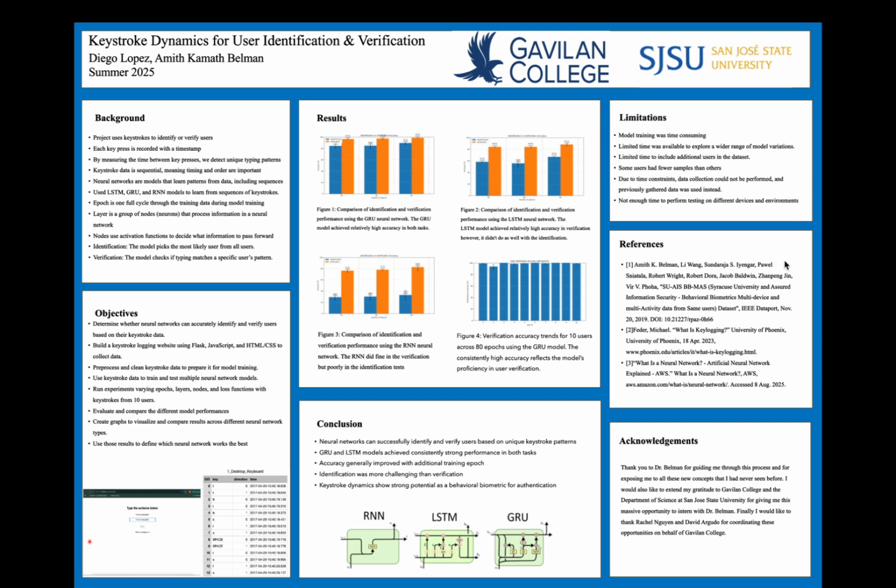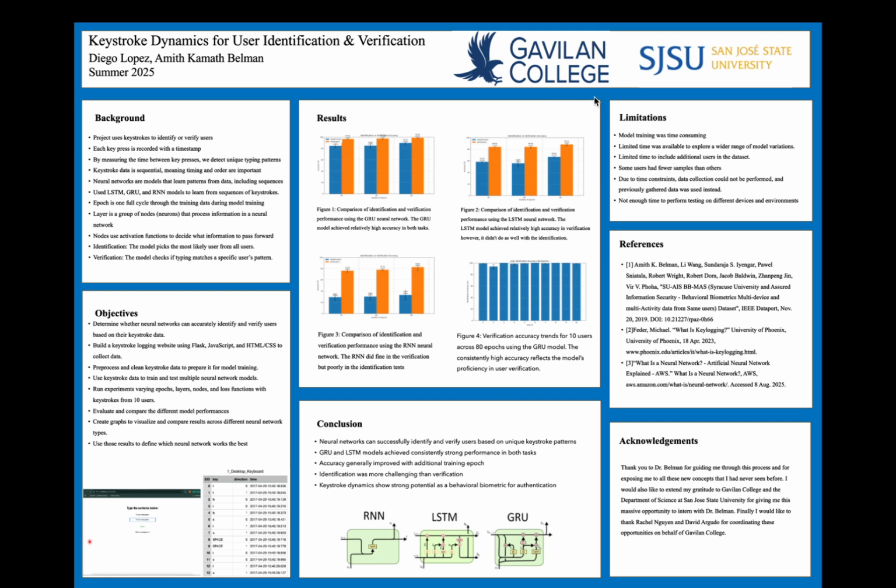In my data, each key pressed is recorded with a timestamp. From these timestamps, we measure the time between presses. Since typing happens in a specific order, this is sequential data. The order and timing both matter. To work with the sequential data, I use neural networks, which are models designed to learn patterns from data. So in this project specifically, I use LSTM, GRU, and RNN models to learn from the sequences of the keystrokes.